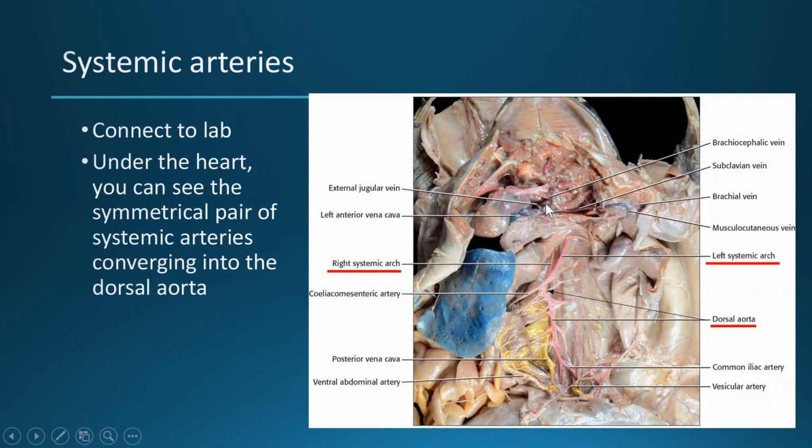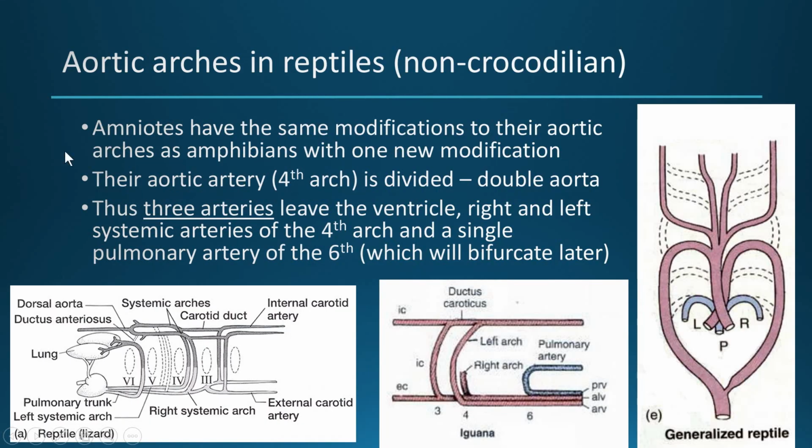Just as a little connection for lab, here's the heart up here. You can't really see truncus or anything, but down here you can see the systemic arches. They come in on both sides, and they're, again, very symmetrical. And then they converge together into the dorsal aorta. We will talk about more in the next video.